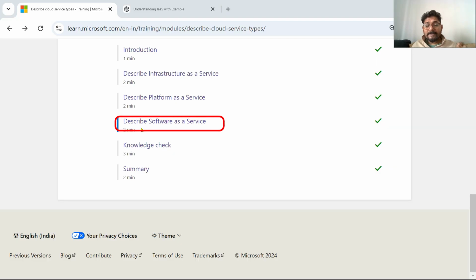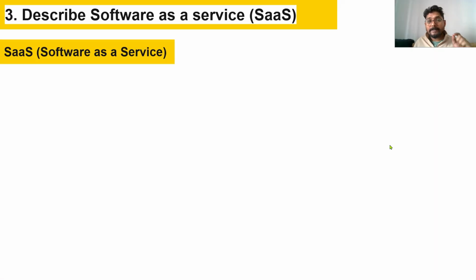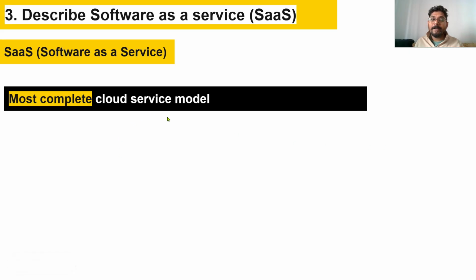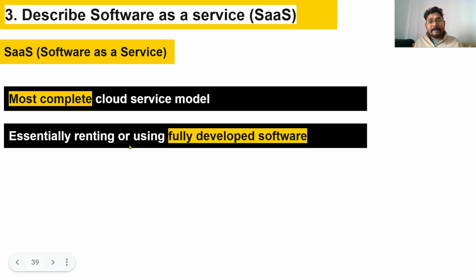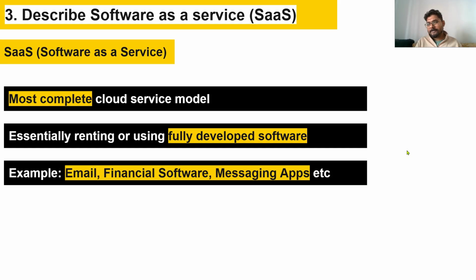Next, have a look at the describe software as a service. The software as a service or SaaS is a most complete cloud service model. Why I am saying most complete? Because here you are essentially renting or using fully developed software. Software as a service. So you are getting a software as a final product. Now, what are the examples of SaaS? We all are actually using, most of us using SaaS softwares, right? For example, email is an example of a SaaS. Financial software, your banking applications or banking softwares that you're using, that is also an example of a SaaS. Your messaging application that you're using, that is also an example of a SaaS.